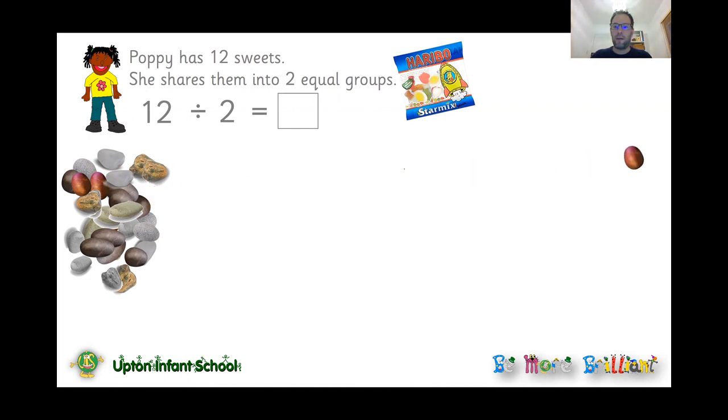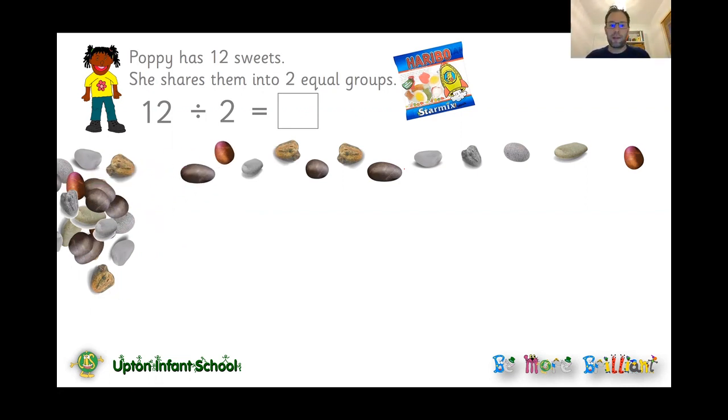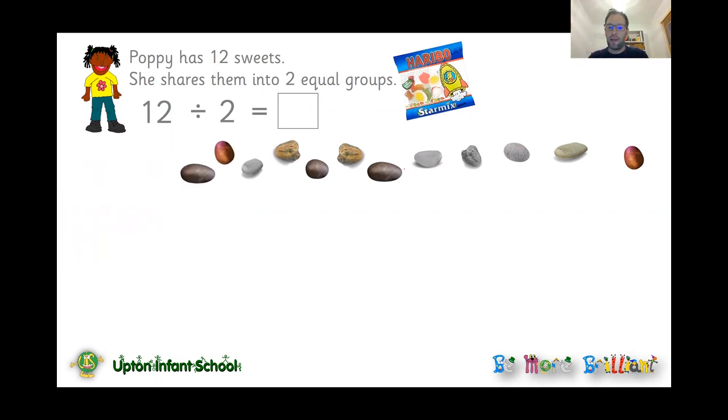Here we go. 1, 2, 3, 4, 5, 6, 7, 8, 9, 10, 11, and 12. And I'm going to get rid of the rest of them. Could you please pause the video and count out 12 objects to count now? Okay, what are we going to do next then? Can you guess? We're now going to share them into 2 equal groups.